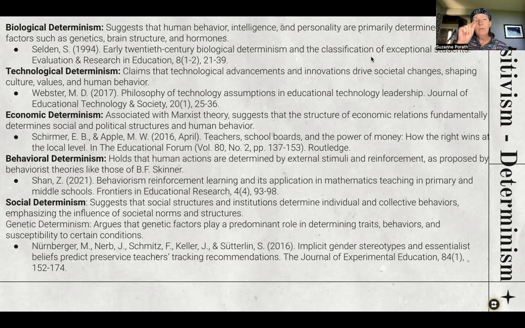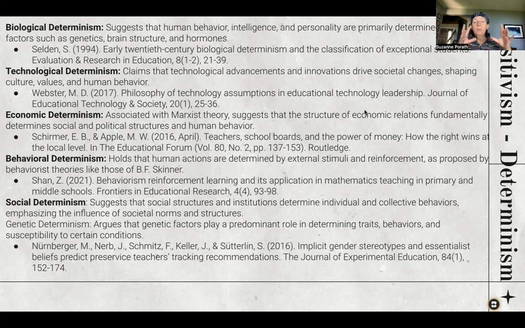So I have a definition for each of them, and then I have a study listed underneath that is a demonstration of that particular type of theory. So one of the things we're seeing right now a lot is technological determinism. We see this a lot with technology, and right now with AI, there's a lot of technological determinism of AI is going to destroy the world, and people are going to be out of work and things like that.